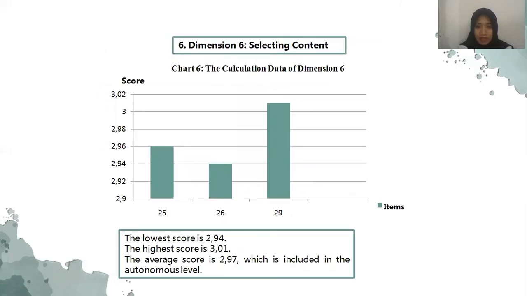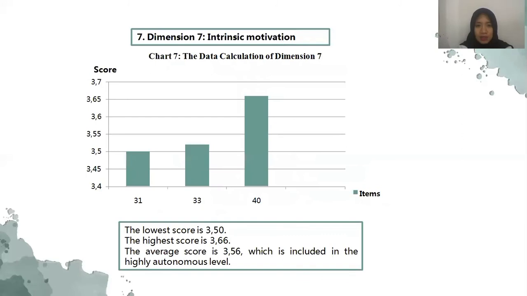Dimension 6, about selecting content. The lowest score in this dimension is 2.94. The highest score in this dimension is 3.1. The average score is 2.97, which is included in the autonomous level. And in dimension 7, intrinsic motivation, the lowest score is 3.50, the highest score is 3.66, the average score is 3.56, which is included in the highly autonomous level.